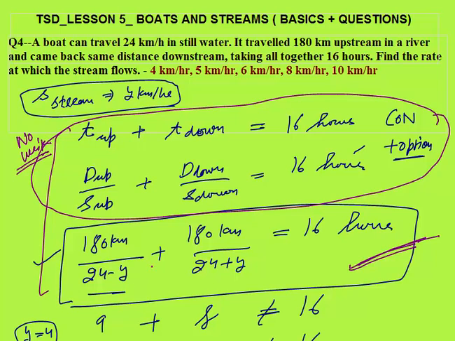If you practice the concept, only write this equation: 180 upon 24 minus y plus 180 upon 24 plus y equals 16. Put the option where the answer will be 16. That will be your value of y.